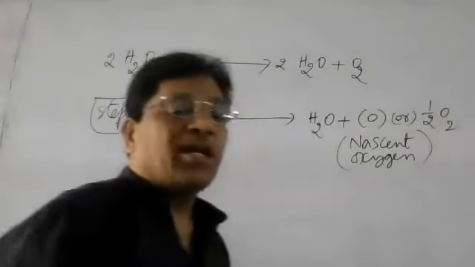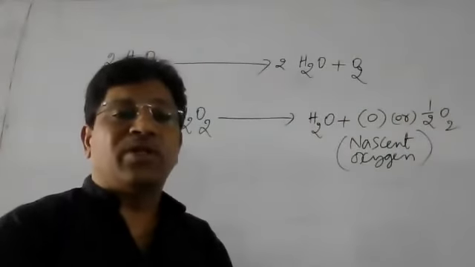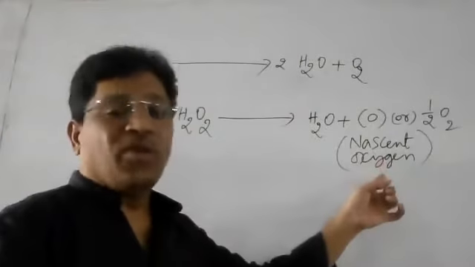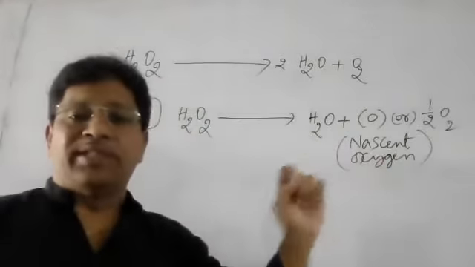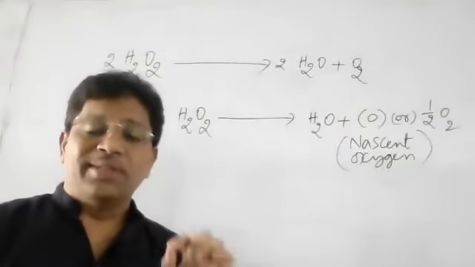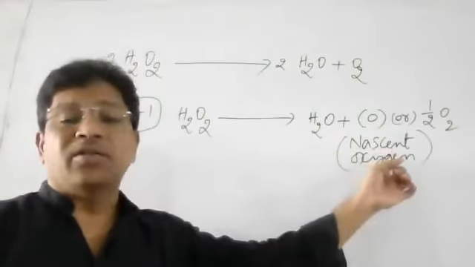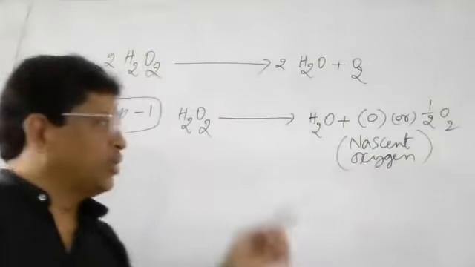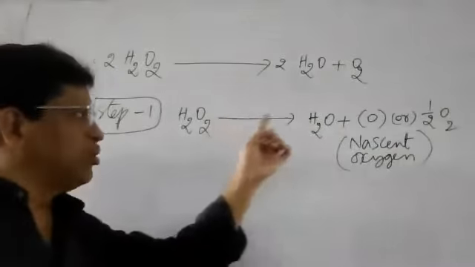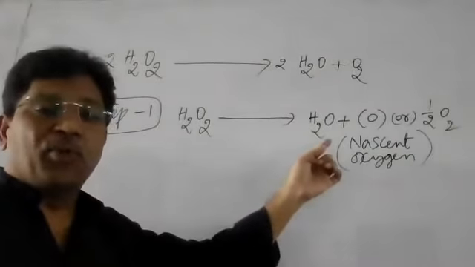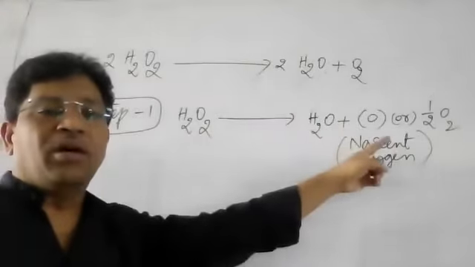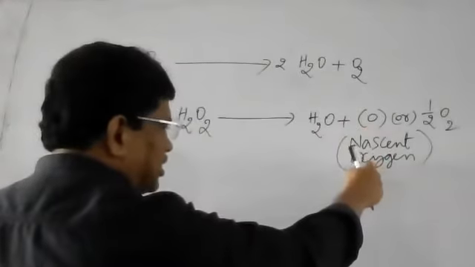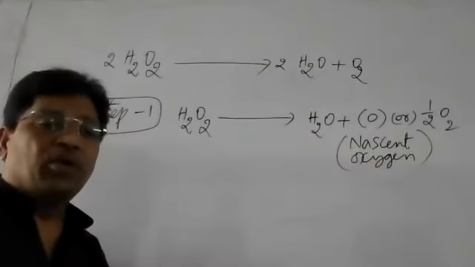Half O2 means how many atoms? 1 atom. Half O2 indicates 1 atom of oxygen. So this is a nascent oxygen atom, a highly reactive species. This highly reactive species immediately reacts with what? One more H2O2 molecule. So in the first step, H2O2 is decomposed into 1 H2O and nascent oxygen. Nascent oxygen means newly born oxygen.